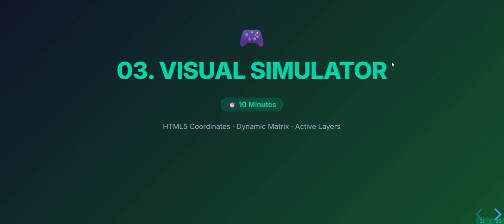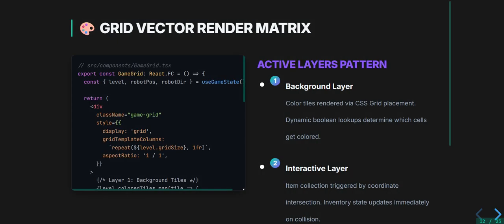Okay, so now let us look at the visual simulator. This visual simulator is comprised of HTML5 coordinates, dynamic matrix, and active layers. So there are three things that are involved for the visual simulator.